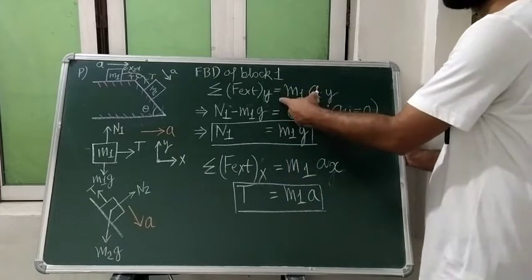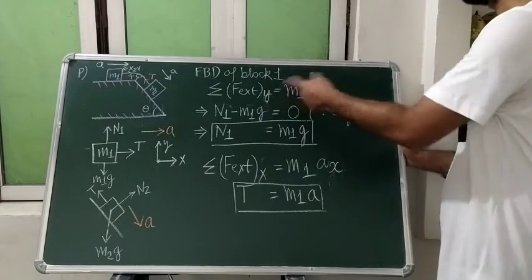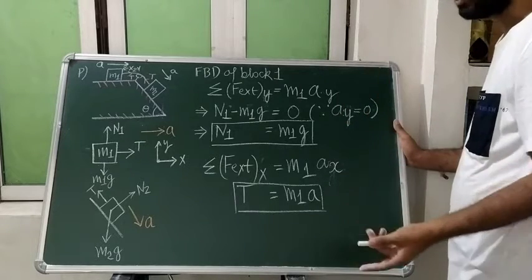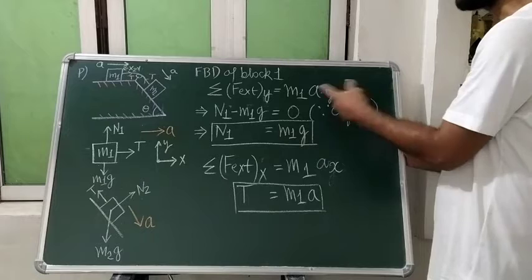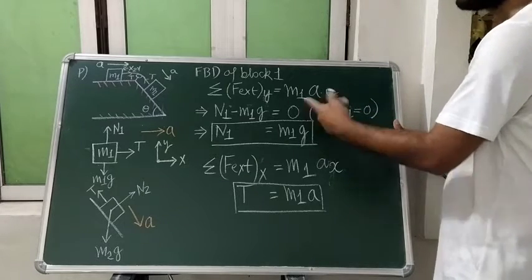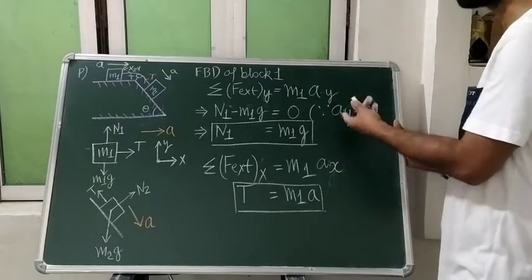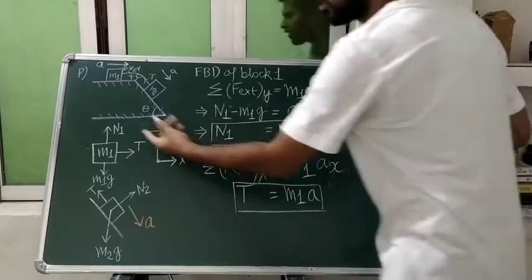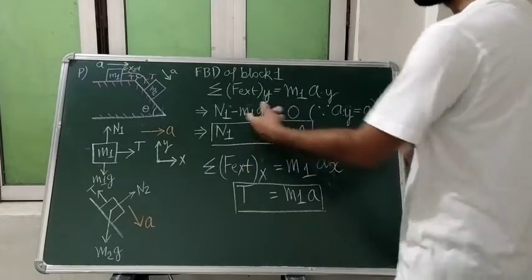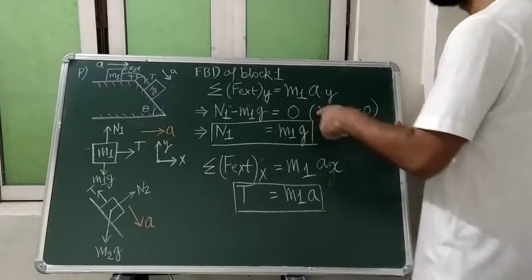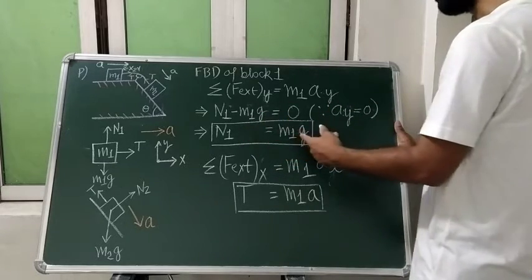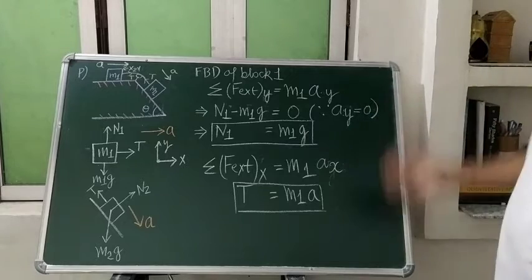So F external in y direction should be equal to what? Mass times the acceleration of the body. Newton's second law. Acceleration in y direction is 0, so the right hand side will become 0, and it becomes the first law, so no acceleration is present. So F external is what? N1 minus mg. N1 we are saying upward is positive. N1 minus m1g will become equal to what, student? Equal to 0. From here we will get N1 equals m1g when we are talking about the y axis.